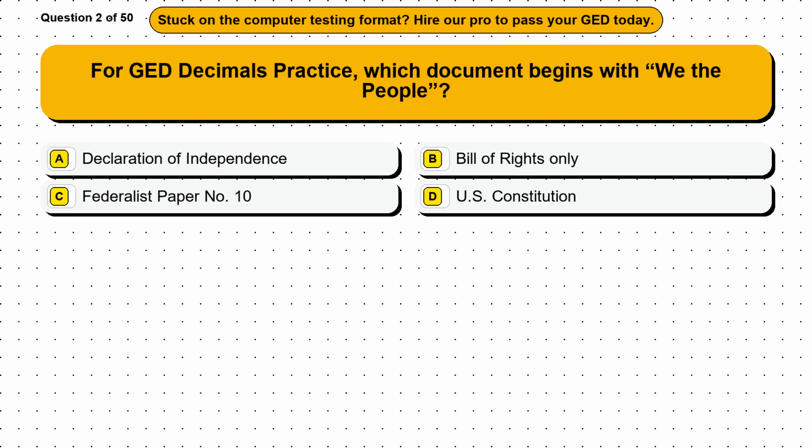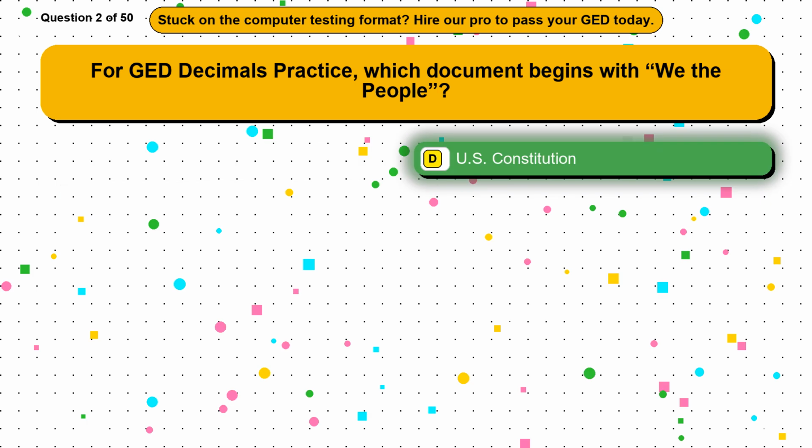Question 2. For GED Decimals Practice, which document begins with "We the People"? Option A, Declaration of Independence. Option B, Bill of Rights only. Option C, Federalist Paper No. 10. Option D, U.S. Constitution. The correct answer is option D.